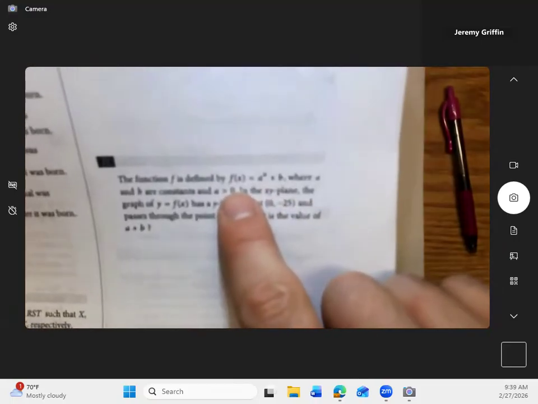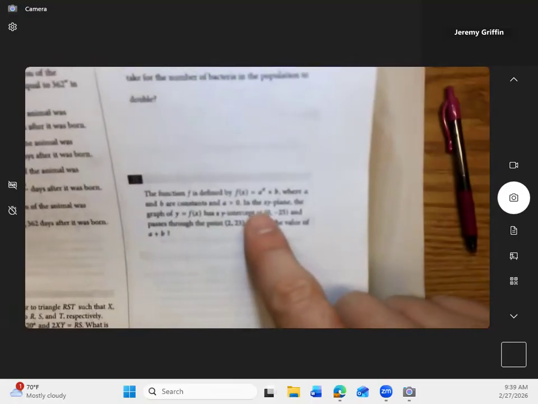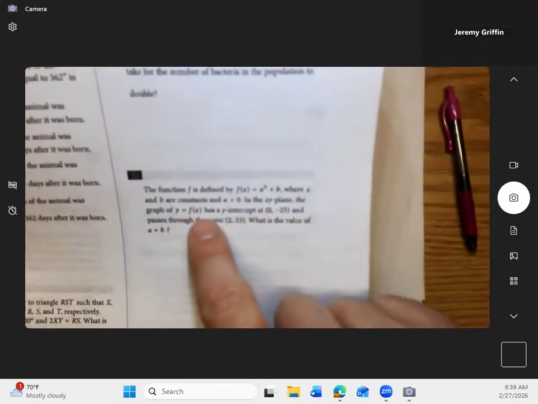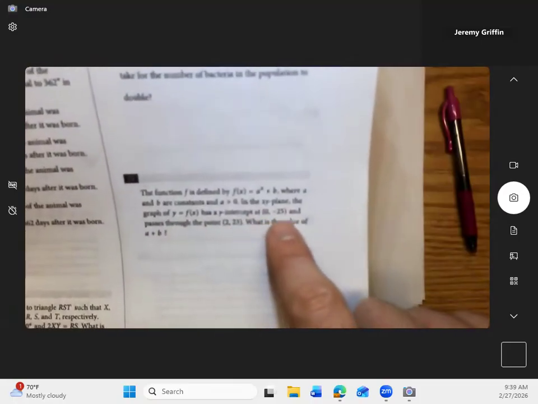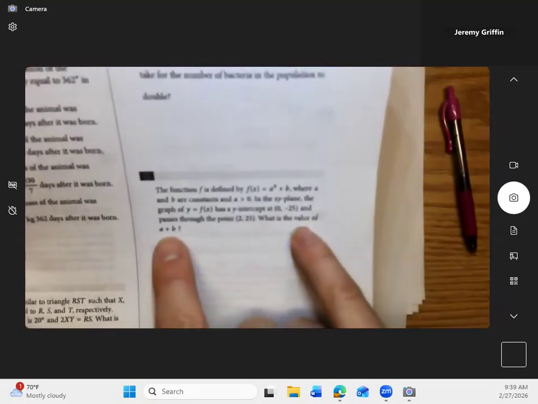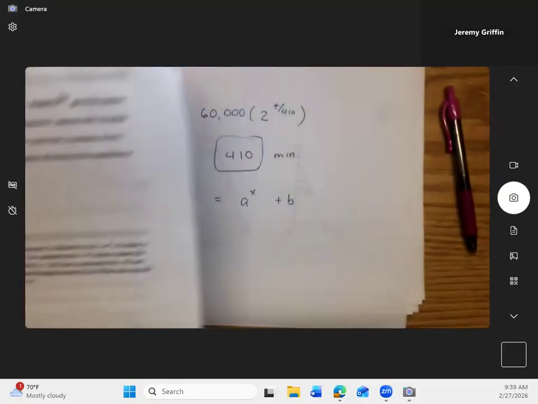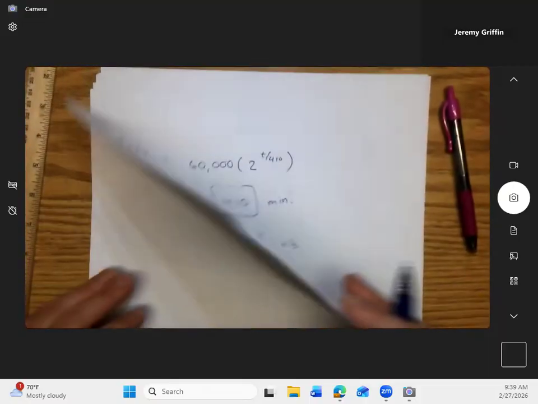Although we don't know necessarily if it's less than 1, in which case it could be exponential decay. That's also possible. In the xy plane, the graph f of x has a y-intercept at 0, negative 25 and passes through the point 2, 23. What's the value of a plus b? So I think with these two coordinates, we can figure out what is a and b, and we just got to add them together. Yeah, let's get a new paper on this one.